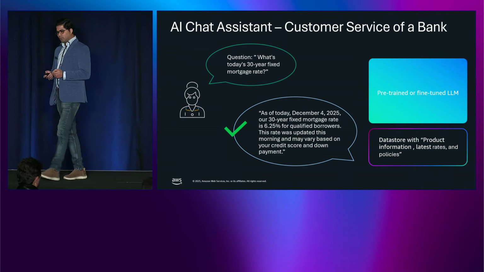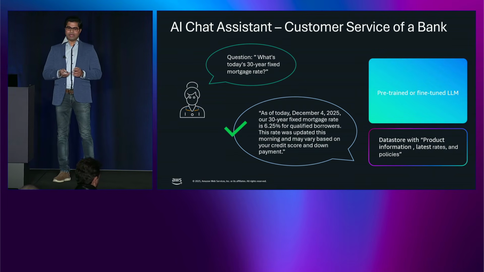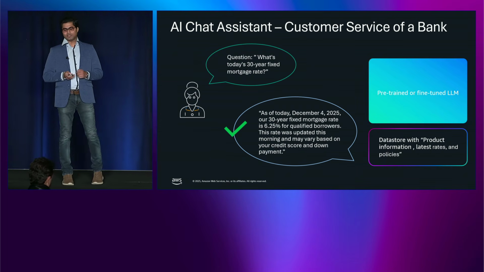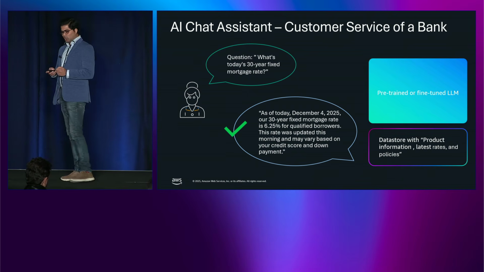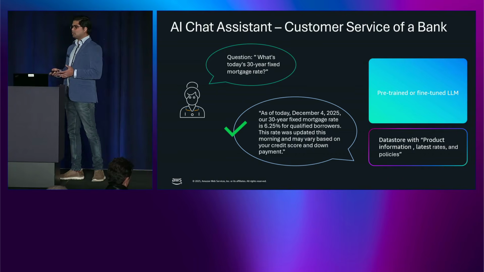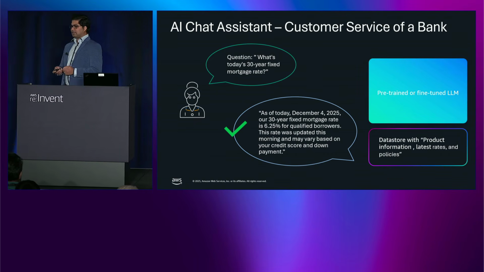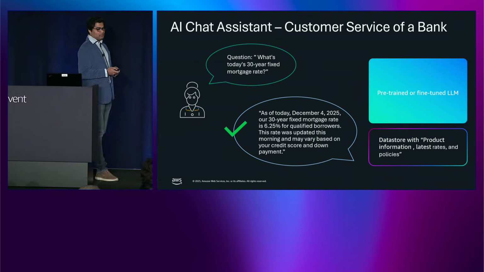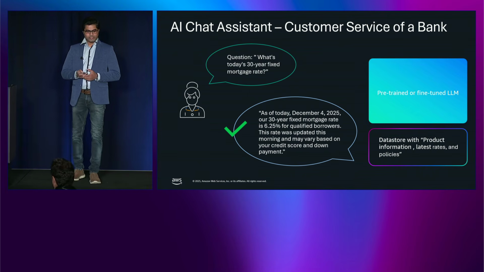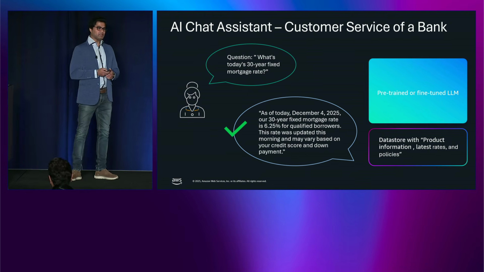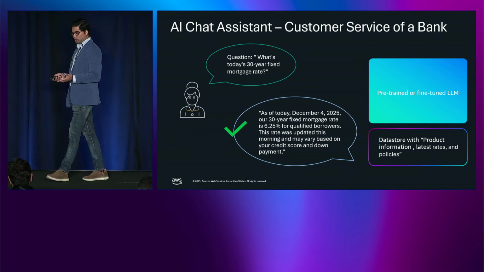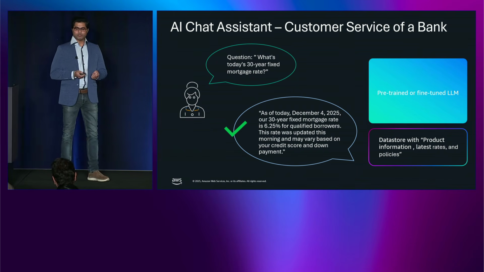Now, what if you have a way to augment the existing AI model with real-time data so that it can use it and answer with the correct information? When you are trying to augment the data, maybe you can have a real-time pipeline also which can update the vector store or the knowledge base as and when the mortgage rate changes. Now, if we are able to build that, the AI model will be able to answer, as of today, December 4, 2025, our 30-year fixed mortgage rate is 6.25% for qualified borrowers, and this rate was updated this morning and may change based on your credit score and down payment.